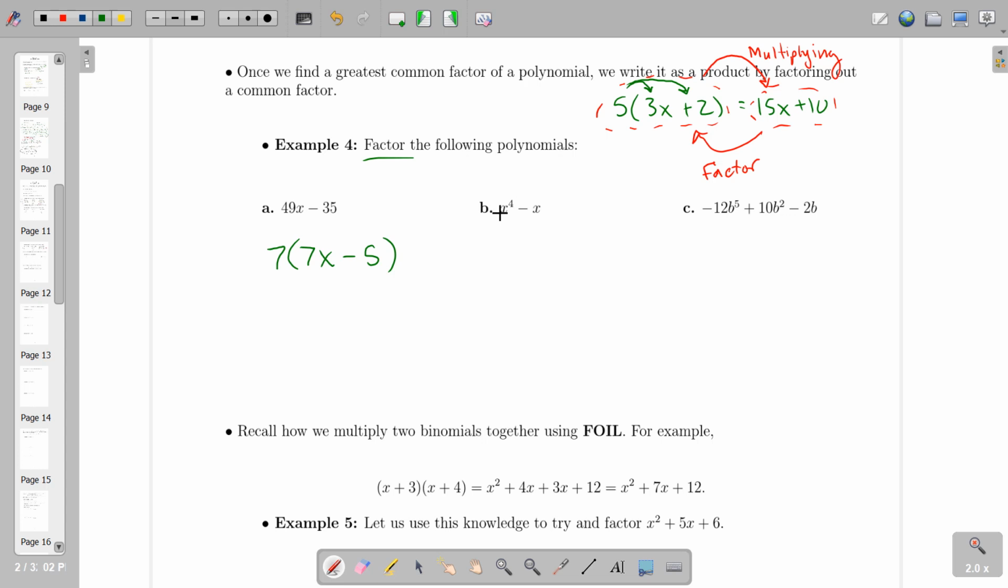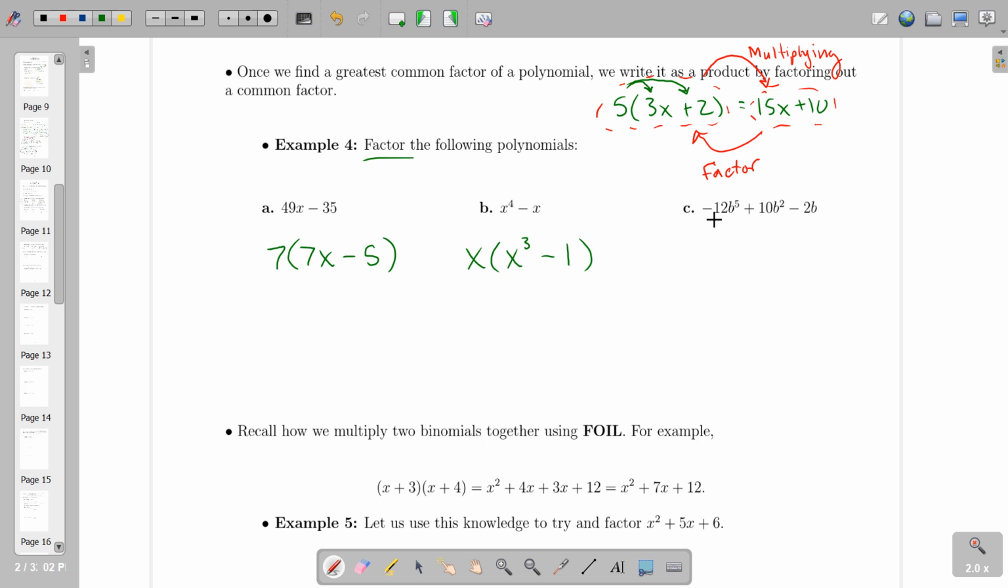Part B here, no numbers to speak of, but remember that when we have a set of variables, we pick the lowest power. So I should be able to pull an x outside. And so I ask myself, x times what makes x to the 4th? It would be x cubed. X times what gives me negative x? Minus 1.